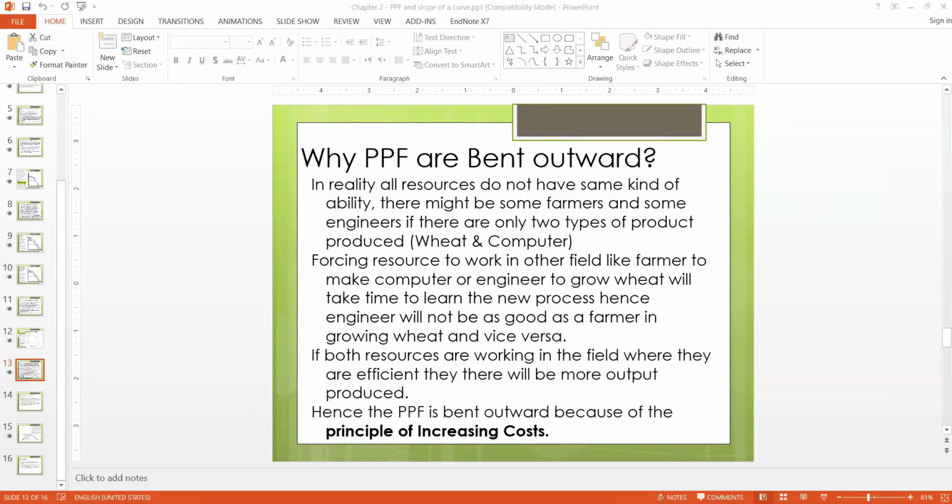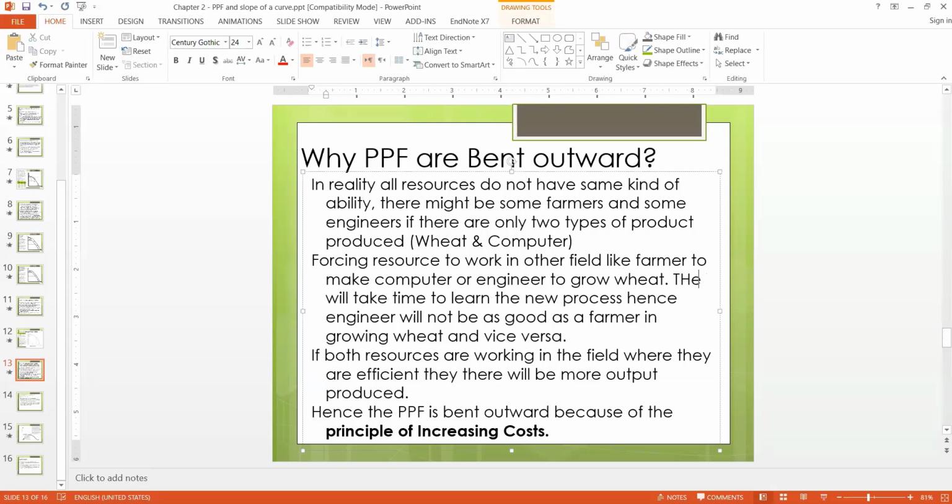For example, some are good in wheat and some are good in making computers, or some are good in making food products and some are good in making wheat products. So forcing a resource to work in another field, like a farmer making computers or an engineer growing wheat, will take time. In this case, they will take time to learn. When you force them, they have to work because we are forcing them. So what they will do is learn the new process.